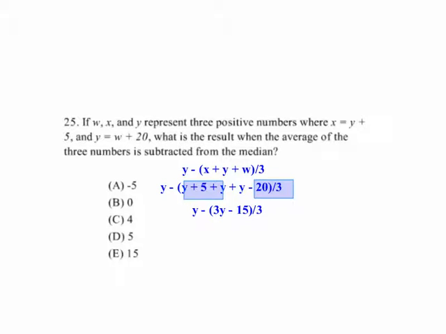Remember, when you have a split numerator, that denominator applies to both. So 3y over 3 would be equal to y, and negative 15 over 3 would be negative 5. So I have y minus (y minus 5). Distributing that negative across, I have y minus y plus 5. So the result, when I subtract the average from the median, is 5.